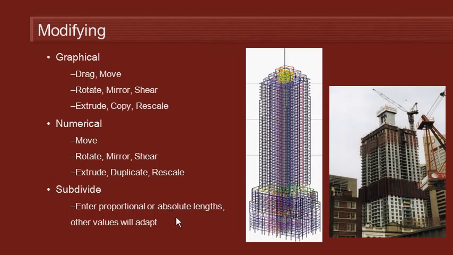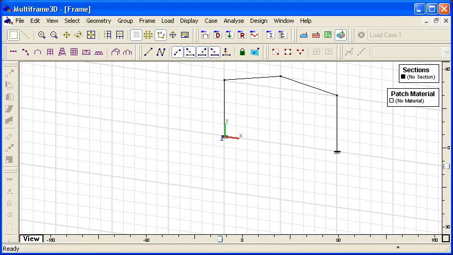We also have commands in Multiframe to subdivide members to create intermediate nodes, which can be useful construction nodes for creating additional geometry. So let's move over to Multiframe, and our starting point is going to be a very simple portal frame with a grid turned on. We can select the members of our portal frame, and our toolbar on the left creates the series of commands for moving, modifying, rotating and so on.